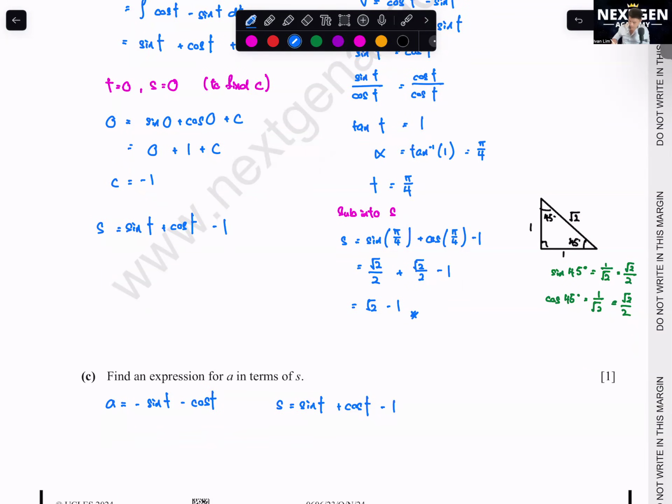Okay, we can find here, this one will be negative sine t minus cos t. Then, what else? We can do minus A equals sine t plus cos t. We substitute into the right hand side, S equals sine t plus cos t. This is minus A minus 1. Therefore, A is equal to minus S minus 1.